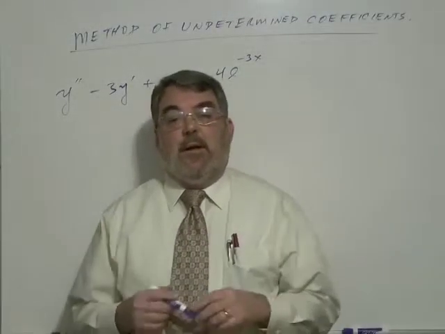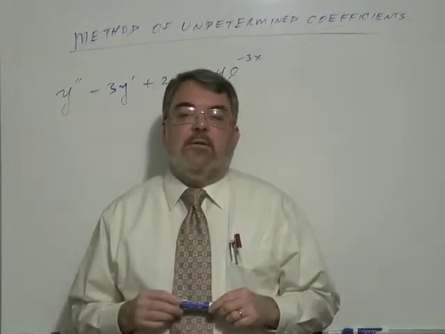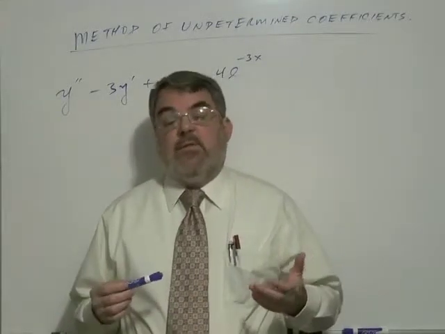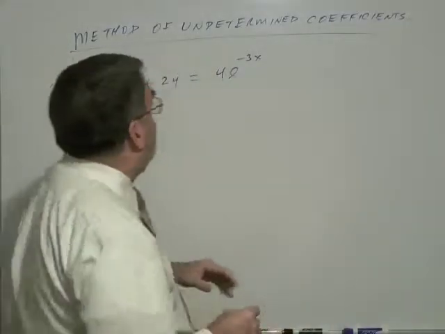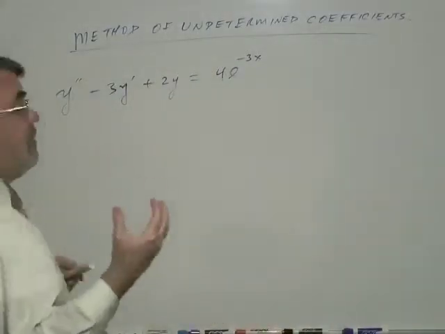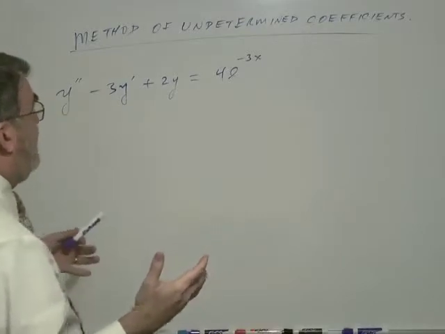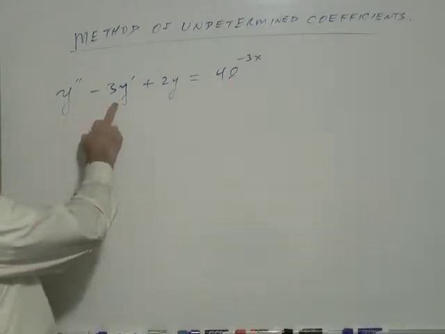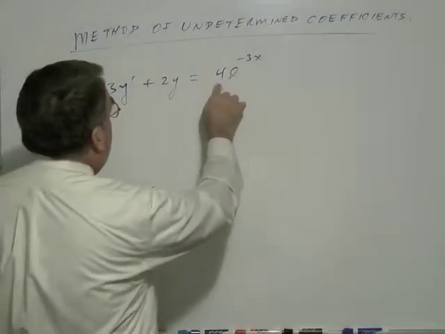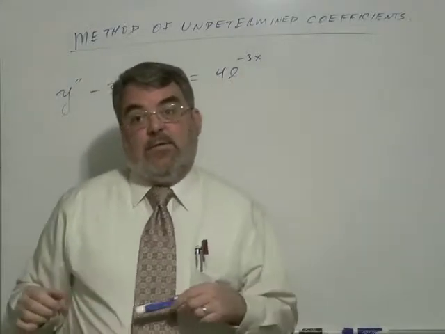Now we're ready to start looking at the non-homogeneous equations, and the method we're going to use initially is called the method of undetermined coefficients. And I want to introduce this idea to you with a rather simple equation: y'' - 3y' + 2y = 4e^(-3x).